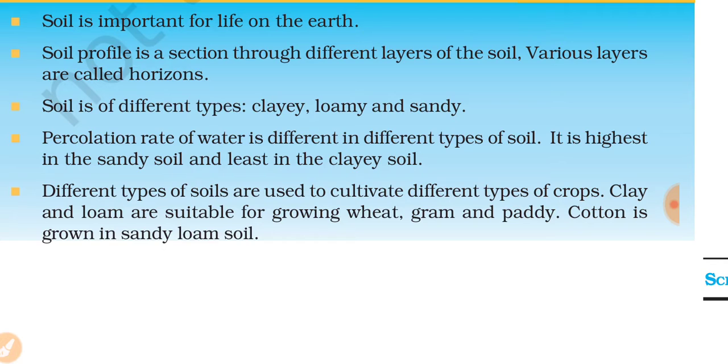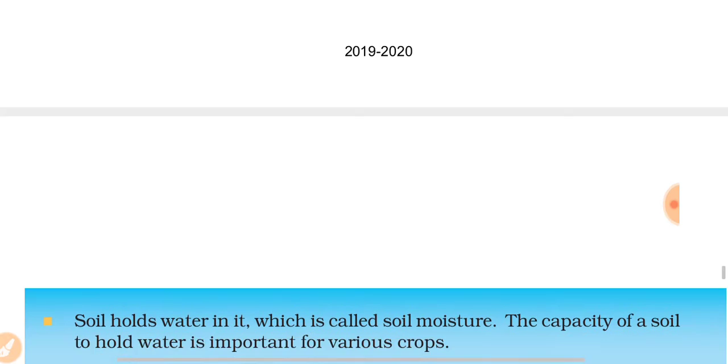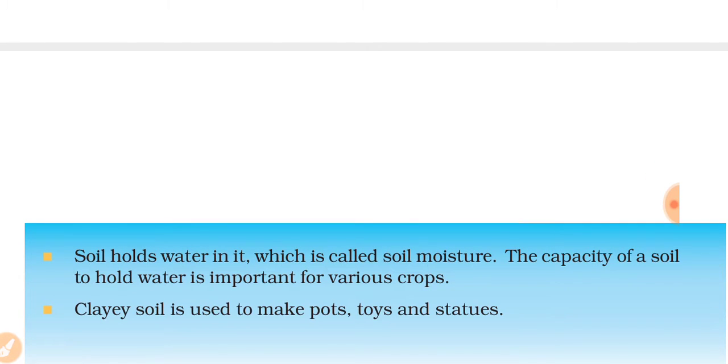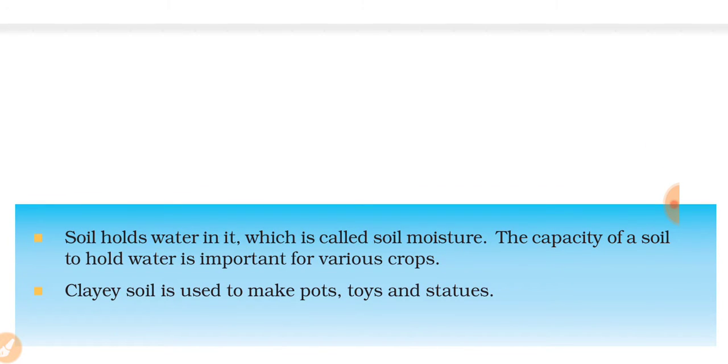So different types of soil are used to cultivate different types of crops. Clay and loam are suitable for growing wheat, gram and paddy. Cotton is grown in sandy and loam soil. Soil holds water in it, which is called soil moisture. The capacity of a soil to hold water is important for various crops. Clay soil is used to make pots, toys and statues. So all of your answers you will get in this summary.